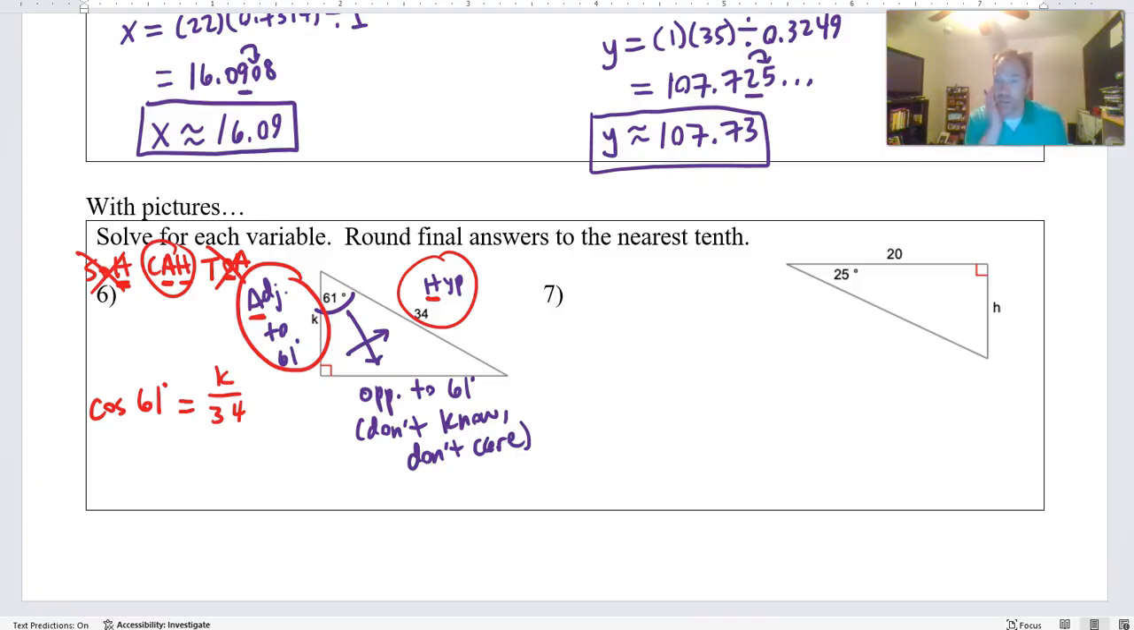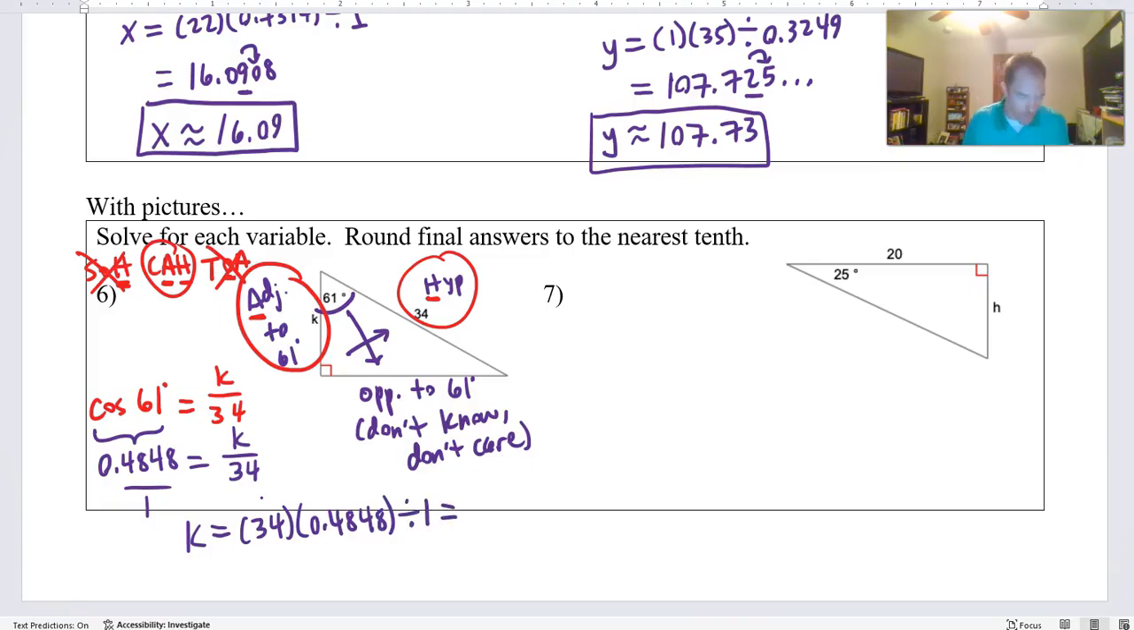So I encourage you, if you haven't tried it out on your own, maybe pause the video here. I'm going to jump ahead a little bit. Okay, so punching cosine of 61 into the calculator or looking it up in a table, cosine of 61 degrees is 0.4848. That's rounded. I can put that over 1, and then I can cross multiply and divide here. So K is going to be the 34 times that decimal, and then divide by the 1.